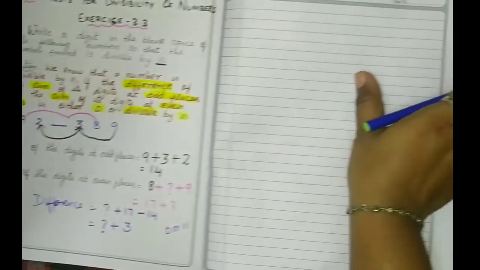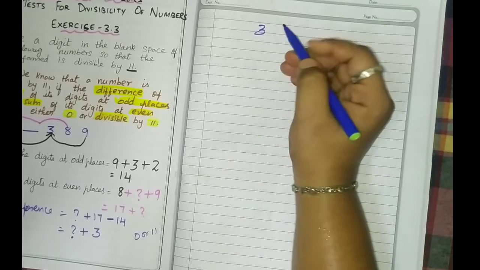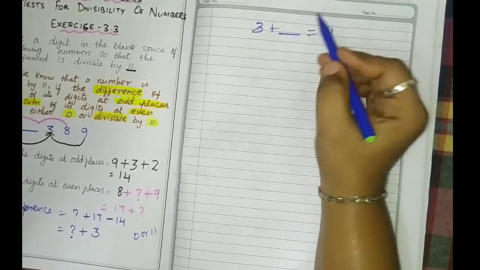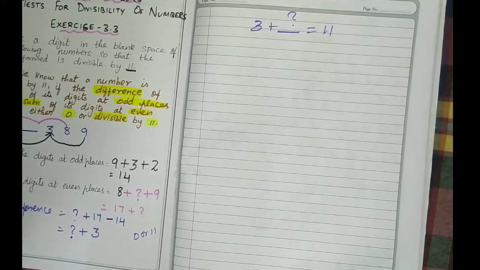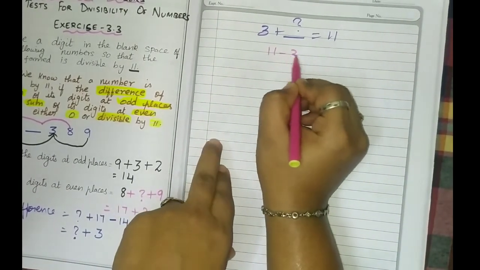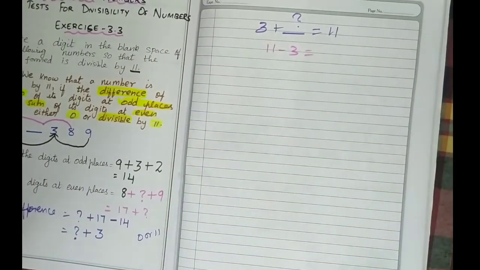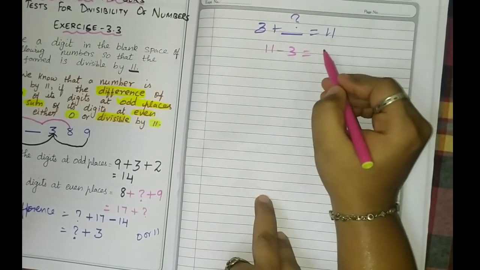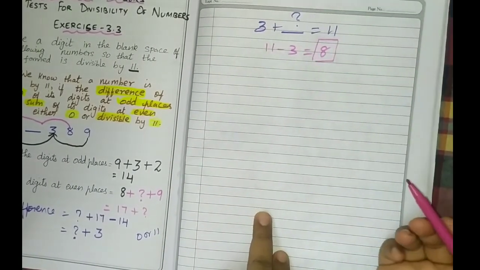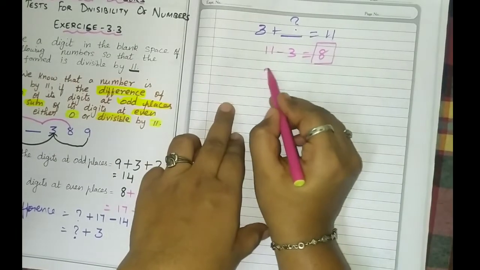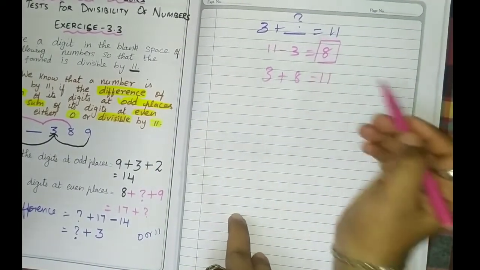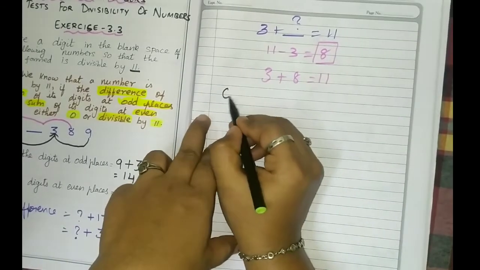3 plus some number gives you 11. What is that number we are going to find? How will you find it? 11 minus 3 is 8. So the required digit I found is 8. So 3 plus 8 is 11. You want to check? Yes, you can check it.